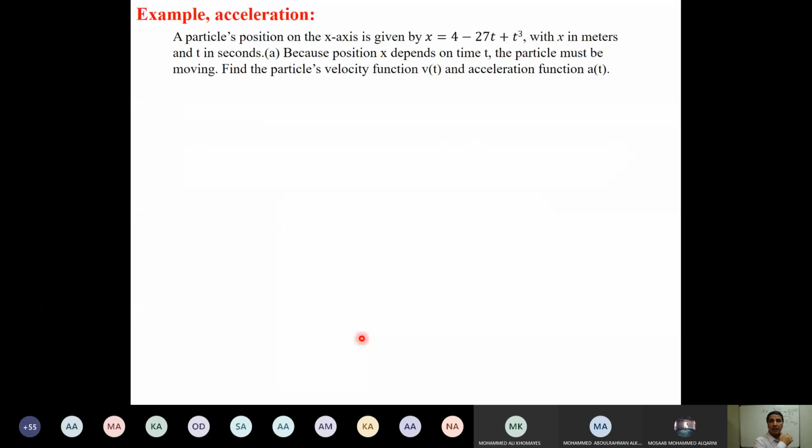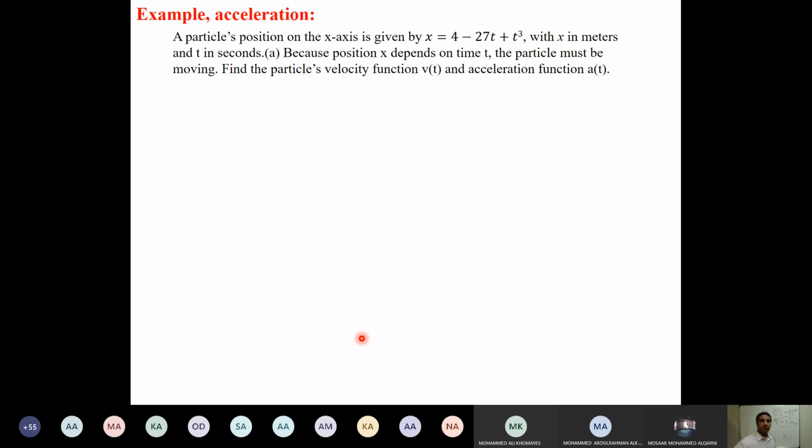Okay, a particle's position on the x-axis is given by this equation, which is 4 minus 27t plus t cubed, with x in meters and t in seconds. Because position x depends on time, the particle must be moving. Find the particle's velocity as a function of time, and also the acceleration as a function of time.